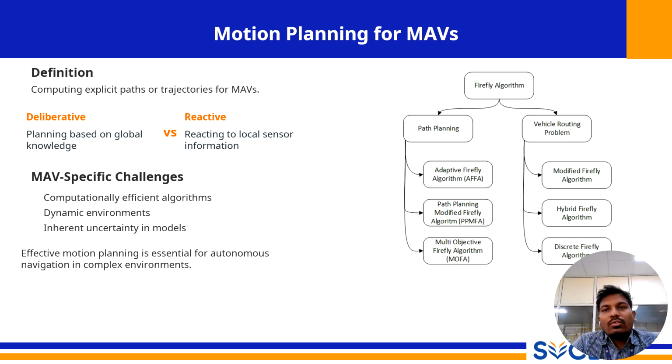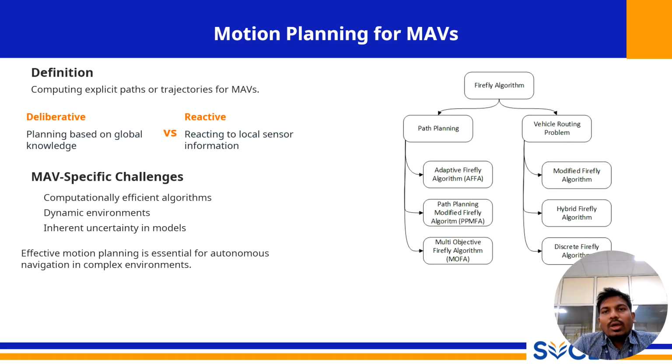Designing a motion planner for MAVs comes with a unique set of challenges. One of the biggest MAV-specific challenges is the need for computationally efficient algorithms. The MAV has limited onboard processing power, so it can't afford to spend a second or a minute calculating a path. The path must be nearly instantaneous.